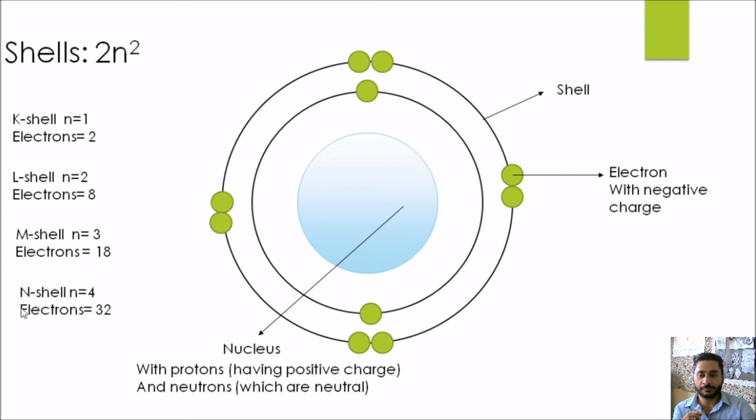The fourth shell is called N shell. The number of that shell is 4, and the number of electrons in that shell calculated by using this formula will be 32. So in all, we have the K shell, L shell, M shell and N shell, and we have a maximum of 2 electrons in K shell, a maximum of 8 electrons in L shell, a maximum of 18 electrons in M shell, and a maximum of 32 electrons in N shell.